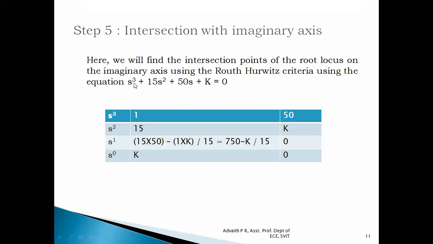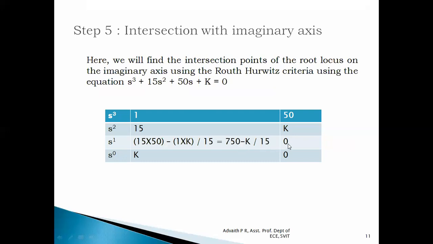The highest power of s is 3. So s cubed, s squared, s to the power of 1, s to the power of 0. The coefficients of the characteristic equation will be placed in the first two rows of the Routh array: 1, 50 and 15, K. So the value for the s to the power of 1 row will be (15 into 50 minus 1 into K) divided by 15, which gives us (750 minus K) divided by 15.